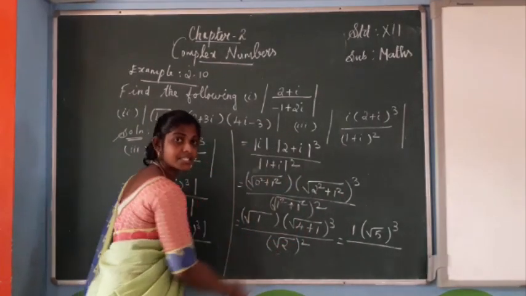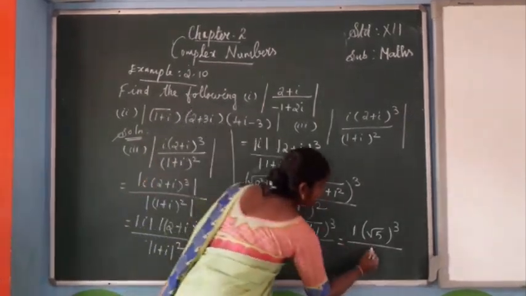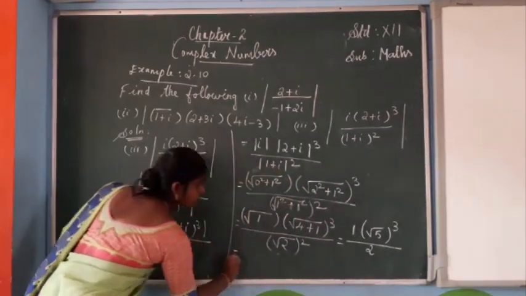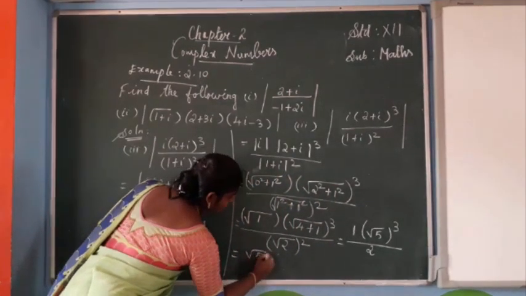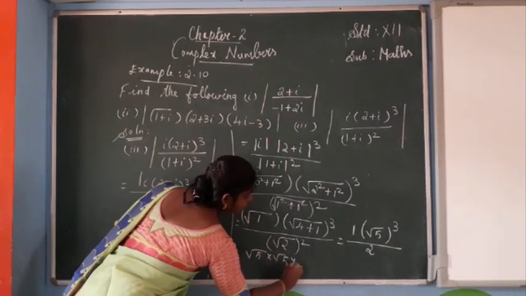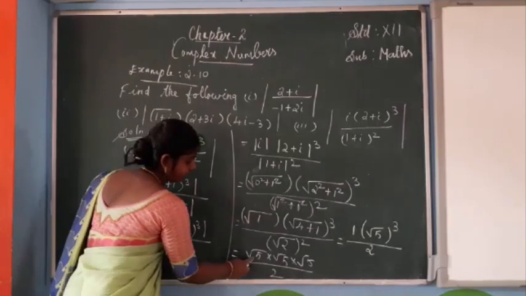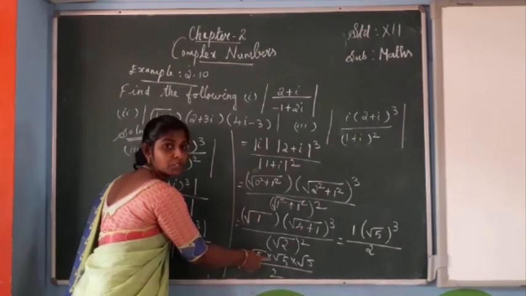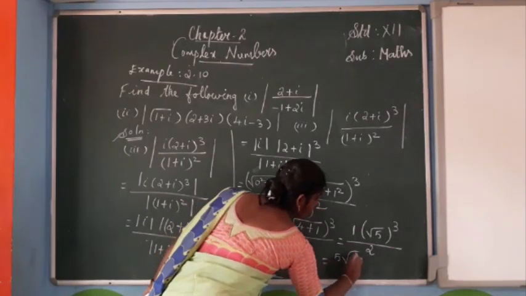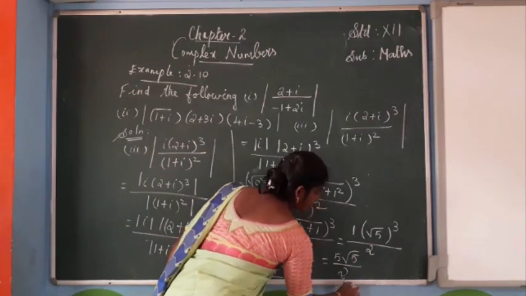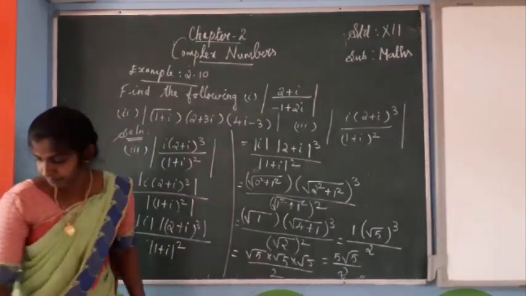The square root and square cancel, so the value is 2. That's equal to root of 5 into root of 5 into root of 5, divided by 2. Root 5 into root 5, the value is 5. That's equal to 5 root 5 divided by 2. So this is the answer for the third subdivision.